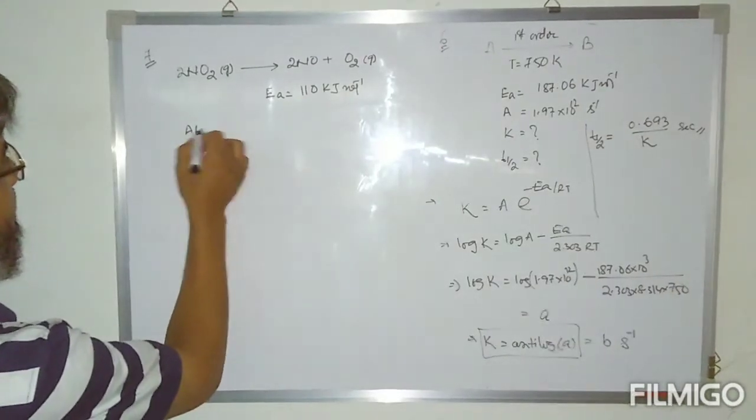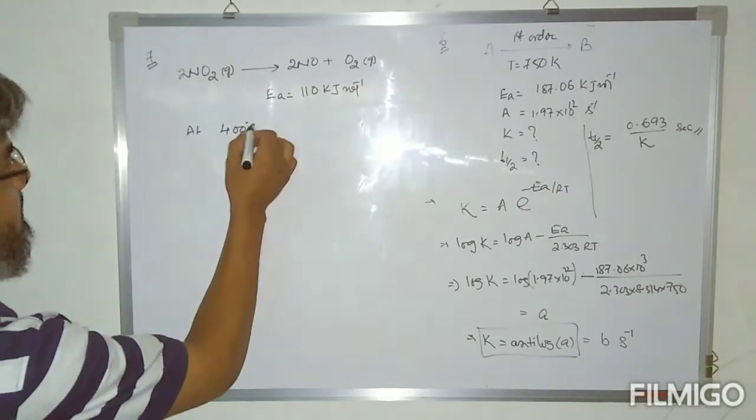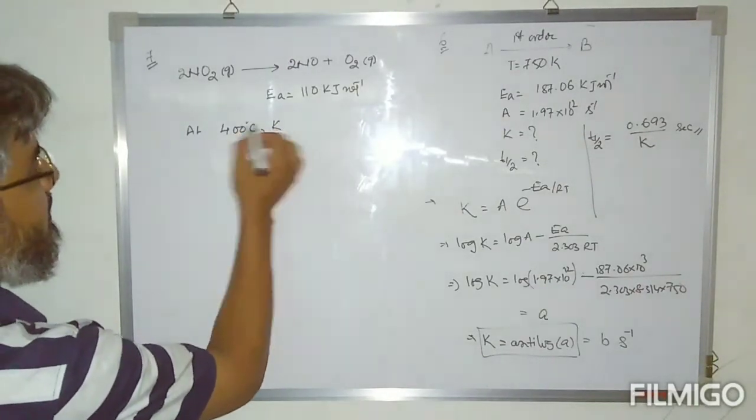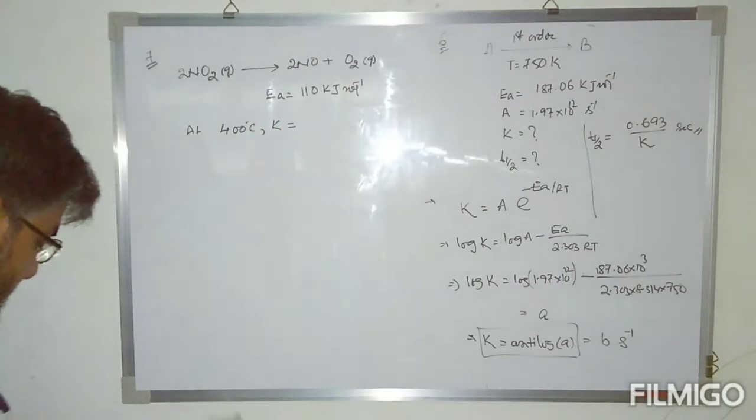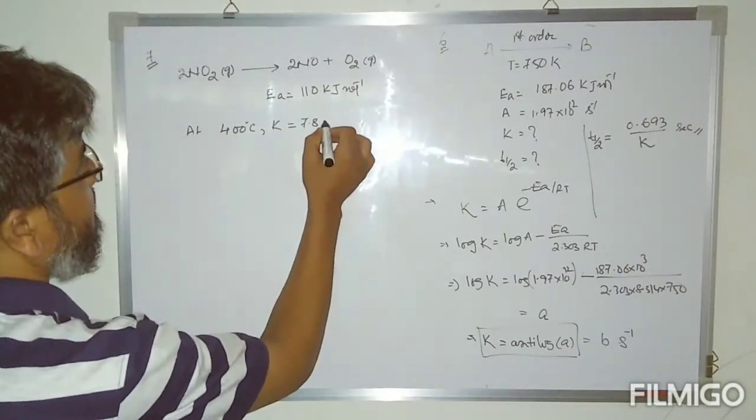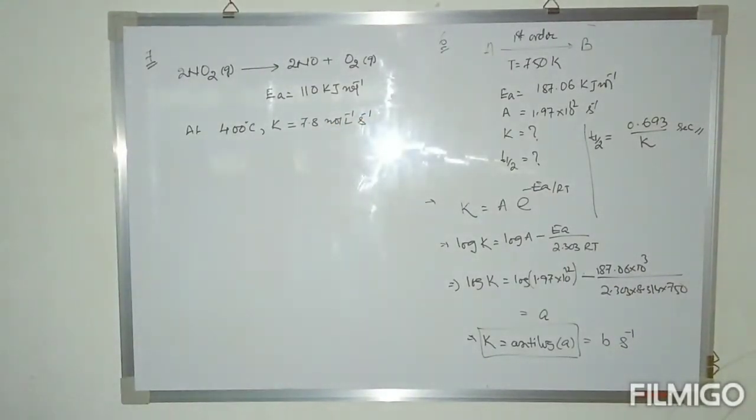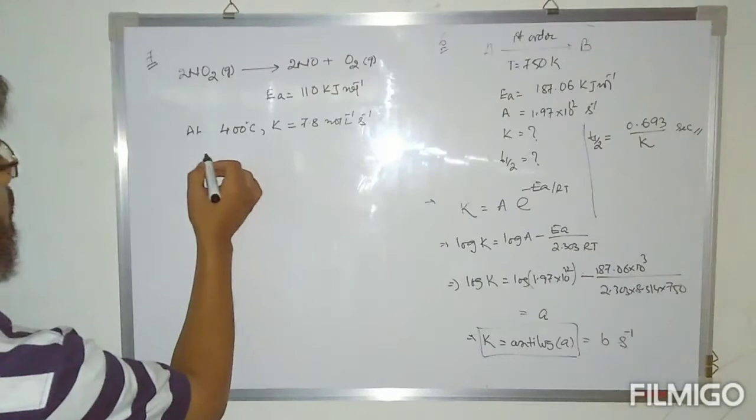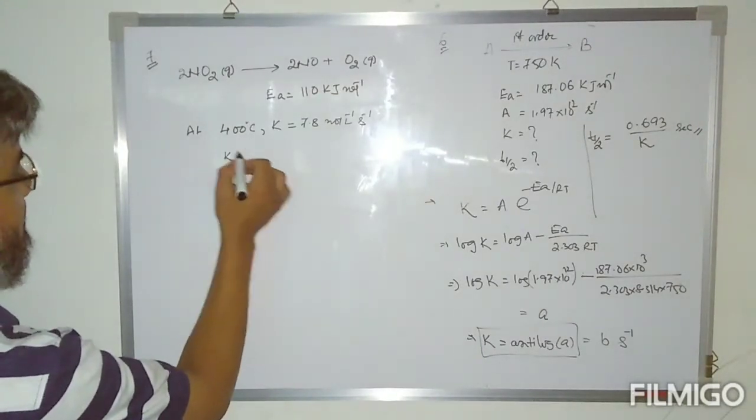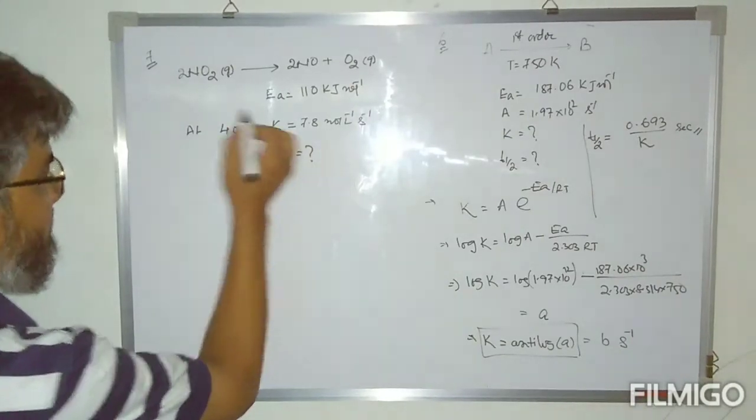Now, at 400 degree centigrade, the rate constant K is given as 7.8 mole per liter per second. This is the rate constant K at temperature 400. Then the question says, what is the value of rate constant K at 430 degree centigrade?